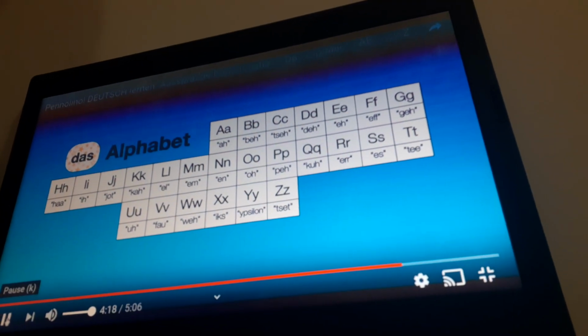Das Alphabet. How do you say this? Das Alphabet. Das Alphabet means when you are saying the alphabet in German.